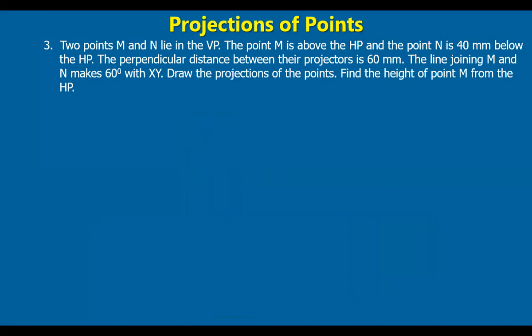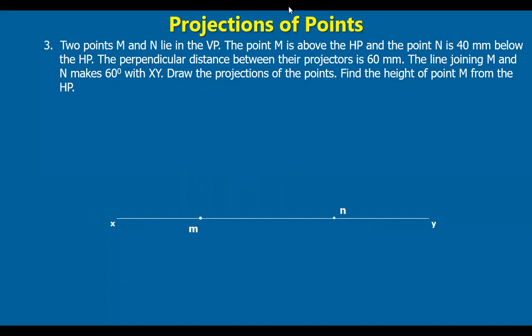Once you represent it, we can automatically get the position of the points. Okay, next. 2 points M and N lie in the vertical plane. So we draw the reference line, and points M and N lying on VP means when you see this in the top view, both the top views of M as well as N lie on the reference line like this.